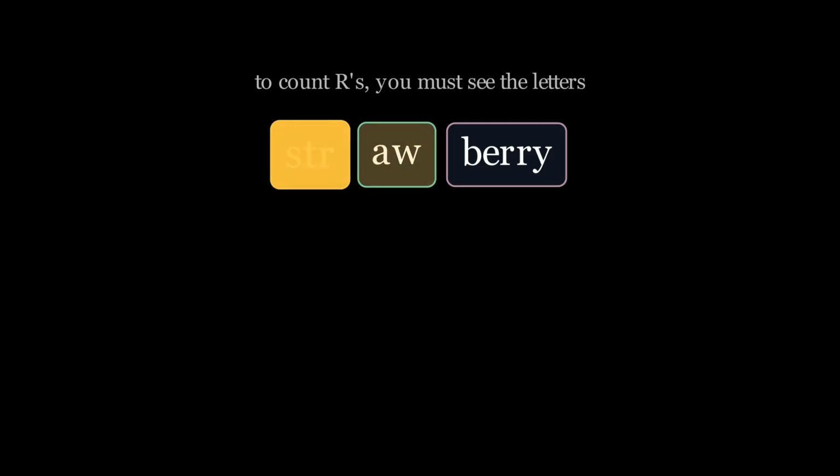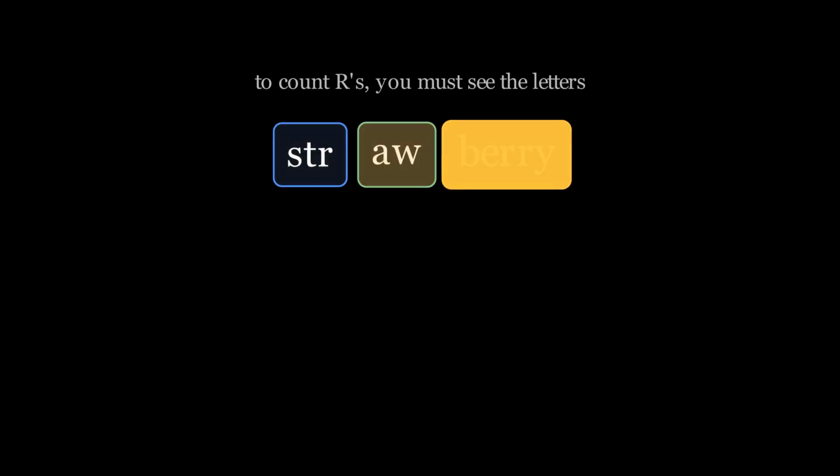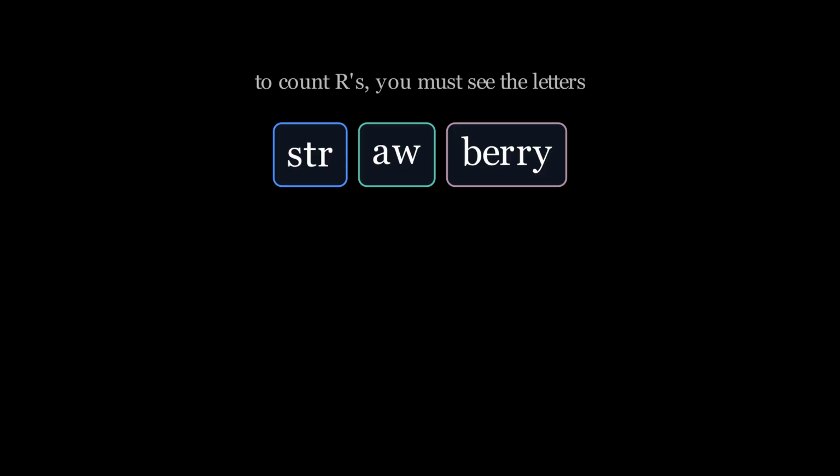To count the R's, you need to see the letters, but the model never gets the letters. It gets "straw", "berry" as three opaque chunks. The 3 R's are trapped inside those chunks, 1 hidden in "str", 2 hidden in "berry", and nowhere is there a single countable letter R sitting on its own.